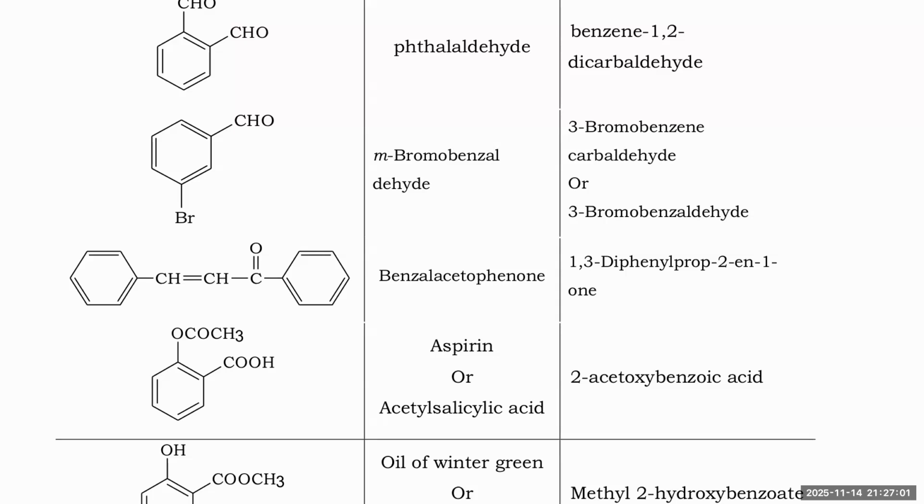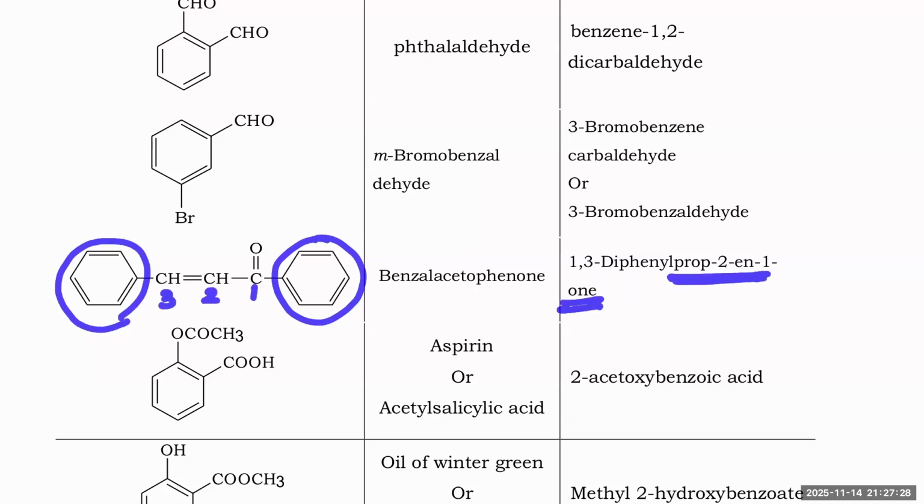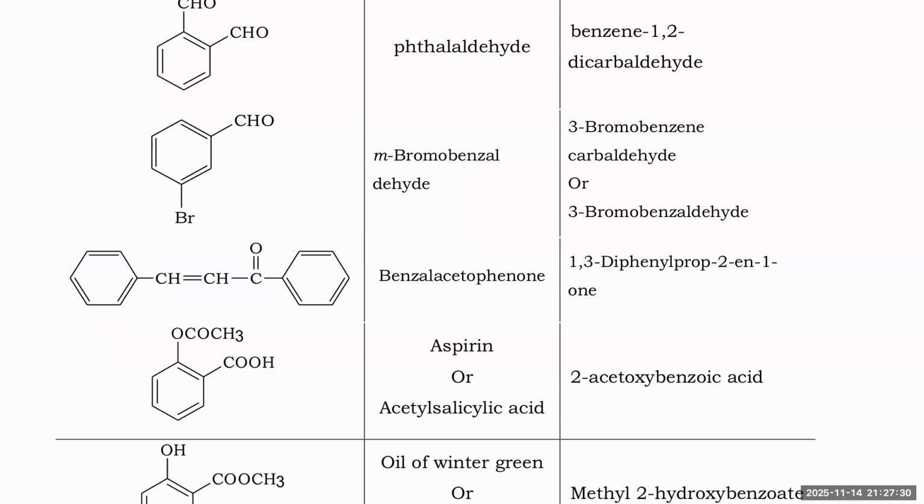And now you see this one, if you have benzylideneacetophenone, okay, this is benzalacetophenone. The IUPAC name here is 1,3 diphenyl. So you can see this is 1, 2, 3. On 1 also we have phenyl, on 3 also we have phenyl. So 1,3 diphenyl prop-2-en-1-one. So it is prop-2-en-1-one. Okay.